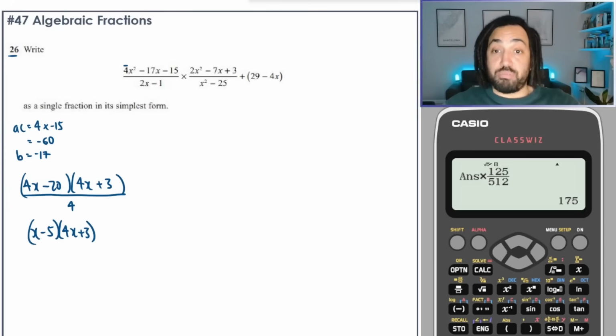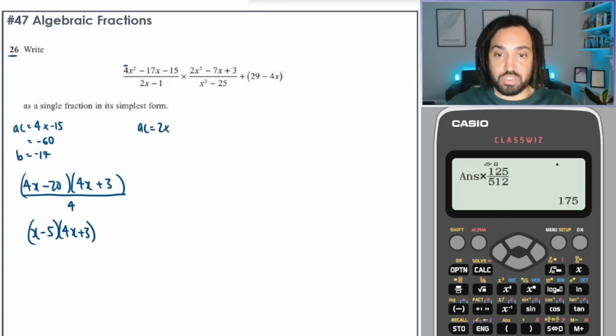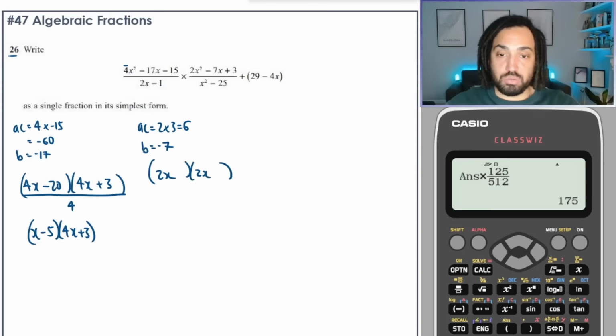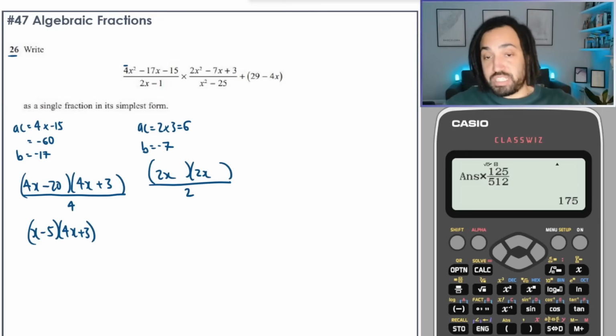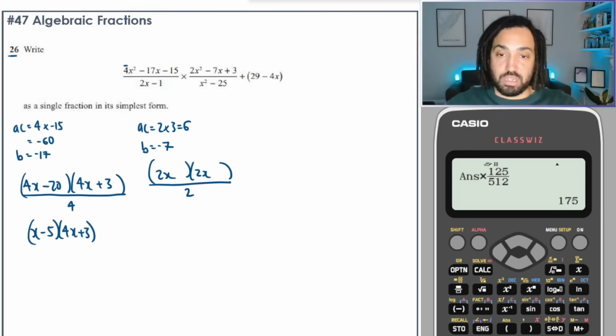We also need to do the same for this 2x squared one as well, so I'll do that over here. This time AC equals 2 times 3, which is 6. B is equal to minus 7. We write 2x all divided by 2. Two numbers that times together to make 6 and add to make minus 7 are minus 1 and minus 6. We can divide the right bracket by 2, which will give me this.